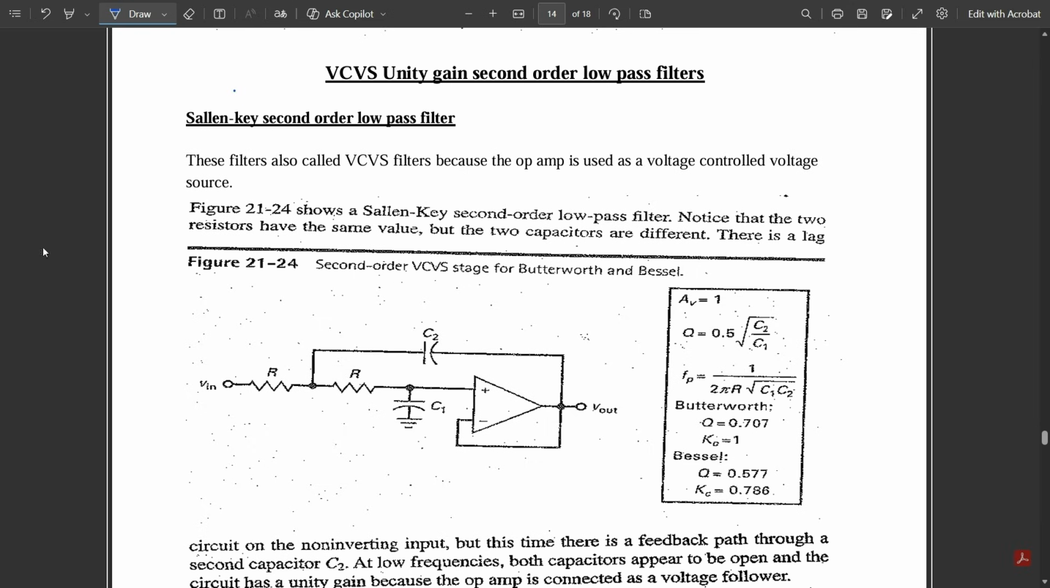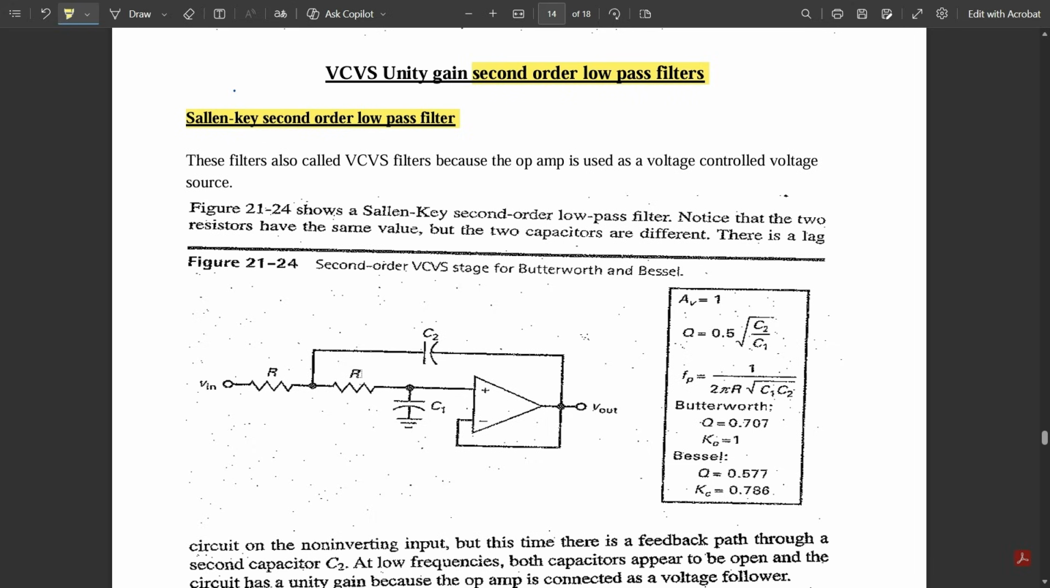Now in this video we will be discussing the VCVS unity gain second order low pass filters. Second order filters are only categorized as low pass filters, and one of them is the Sallen-Key second order low pass filter. Here in the Sallen-Key filter, as the name suggests, second order, it uses two capacitances and two resistances.